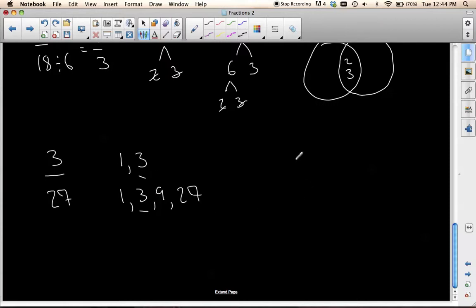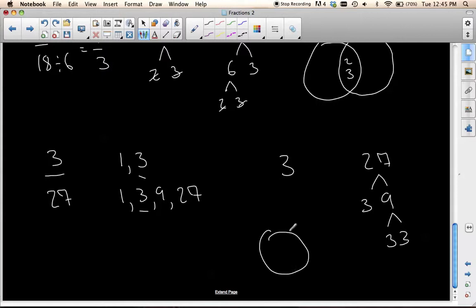Or we could again do the factor tree, where 3 is already broken down to its lowest form, and 27 is 3 times 9, which is 3 and 3. We do our Venn diagram. The only number they have in common is 3. That's my greatest common divisor. 3 divided by 3 is 1. 27 divided by 3 will give me 9.